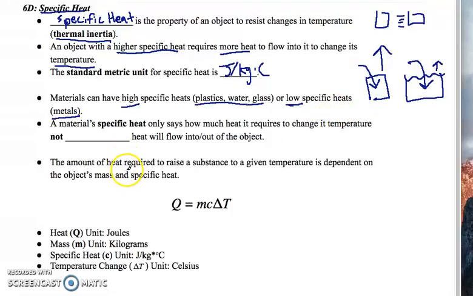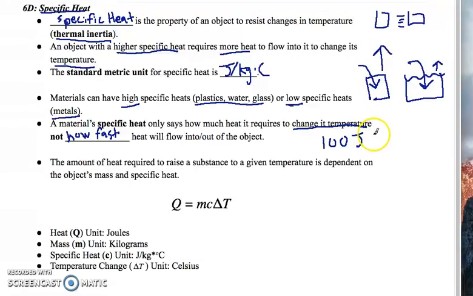It's important to note, though, that specific heat only says how much heat's required for a given change in temperature. It doesn't really say how fast heat's going to flow into that object. So again, specific heat says how much heat is required. Like, you could say, oh, there's 100 joules required to raise this water so many degrees. But it does not say how fast that's going to happen.